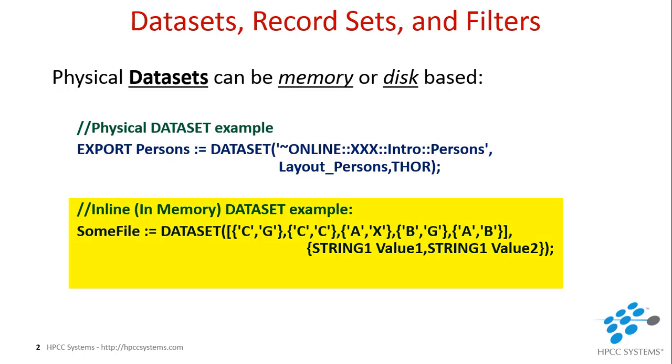The second example here is an inline memory dataset. As you can see, there's no physical file that you're referencing, so the data that you're defining is defined ad hoc, if you will. In this case, we have curly braces designating the individual records, and we have CG, CC, AX, BG, and AB, 5 records, 2 fields in each one of the records as defined by the second parameter of dataset.